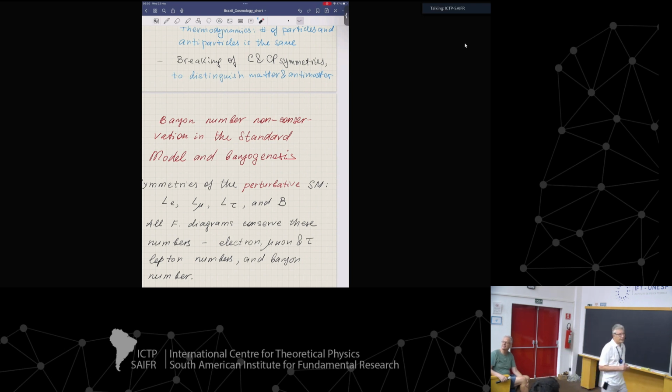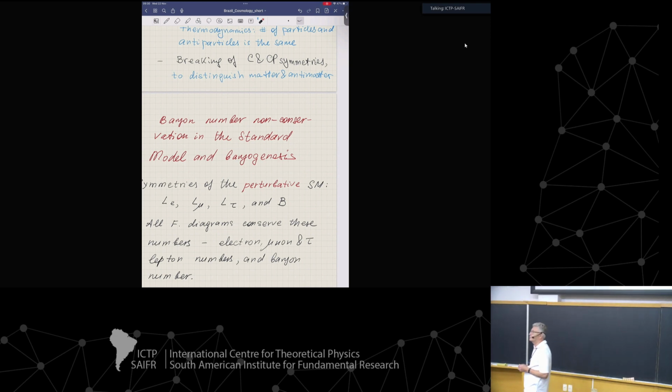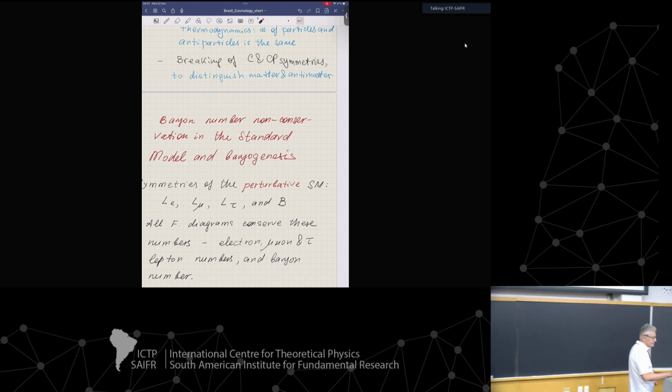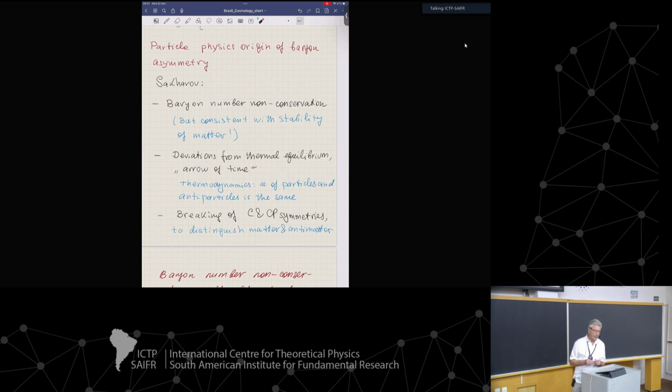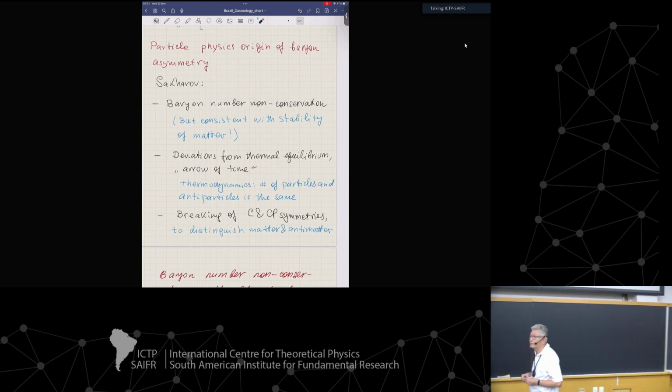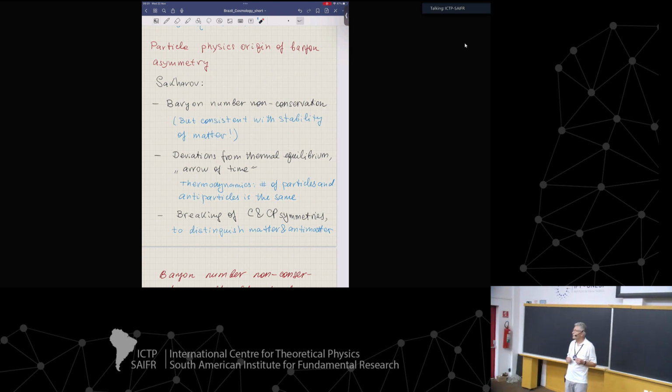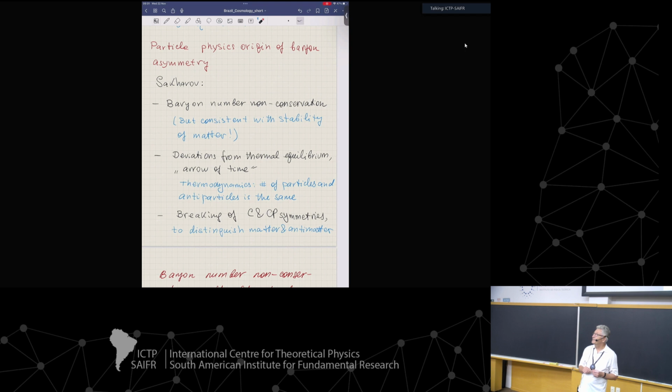But the importance of this point is the following. At the end of the day, we not only want to understand why we have more baryons than antibaryons, we also want to understand the number. And all the statements here can be quantified in a sense. I have baryon number non-conservation. If this baryon number non-conservation is extremely weak, then presumably it will not lead to any baryon asymmetry, or if deviations from thermal equilibrium are minuscule, very small, then you also don't get it. You see, so we need some quantitative measures of all these things.